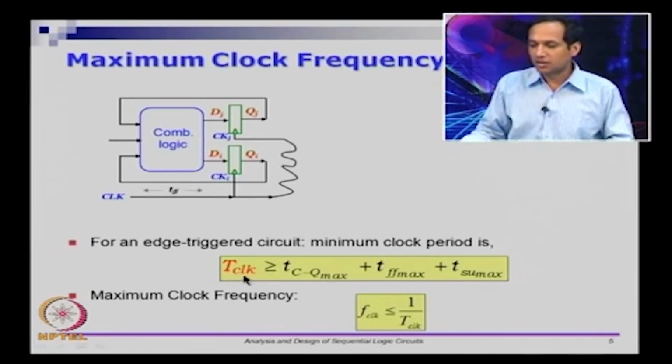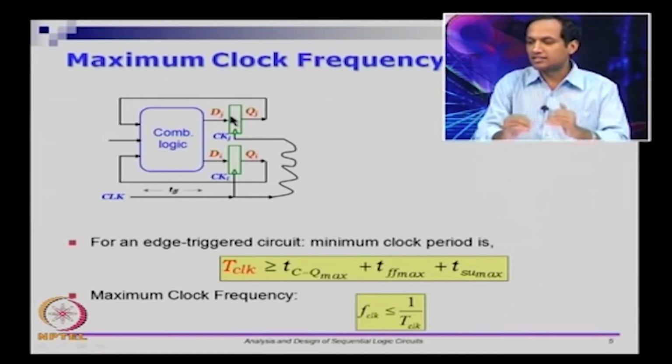So T of the clock, or the width of the clock, should be greater than TCQ max plus TFF max plus TSU max. So in fact T clock should be greater than CQI plus T flip flop to flip flop. So essentially the QI to DJ delay plus TSU of this QJ flip flop.